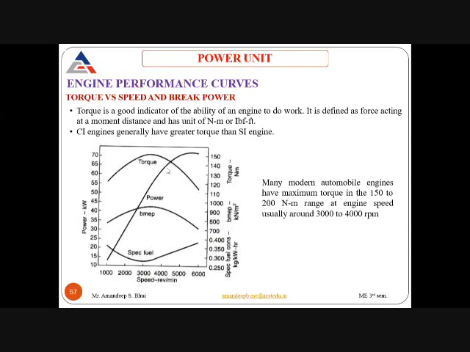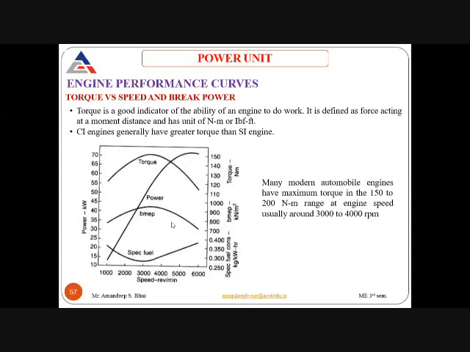So that is the torque variation, and you can see this line in between. This is your power line. At 1000 RPM, the power produced is less, around 12 or 13 kilowatt. As the RPM increases, the power starts to increase, and it reaches the peak at around 5600 or 5700 RPM. After that, there is a small dip in the power produced. So this is how the power varies.